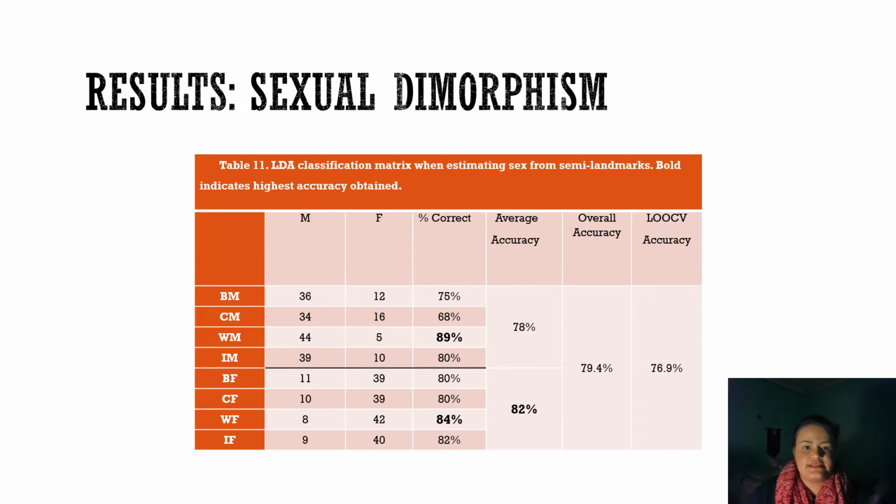Results of the LDA for the semi-landmark coordinates showed an overall correct classification rate of 78.9%. A backward stepwise selection resulted in an overall correct classification rate of 79.4% when estimating sex. Leave-one-out cross-validation was then performed and yielded a correct classification rate of 76.9%. Overall, females performed slightly better than the males, where colored females classified the best among the females and black males classified the best among the males.